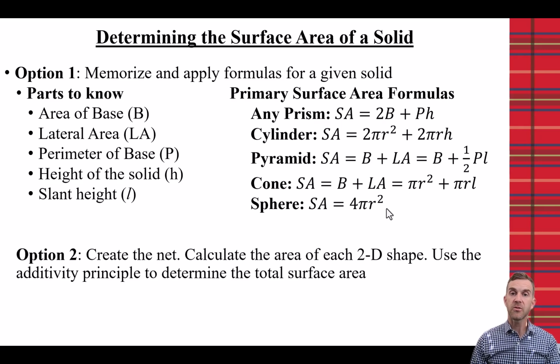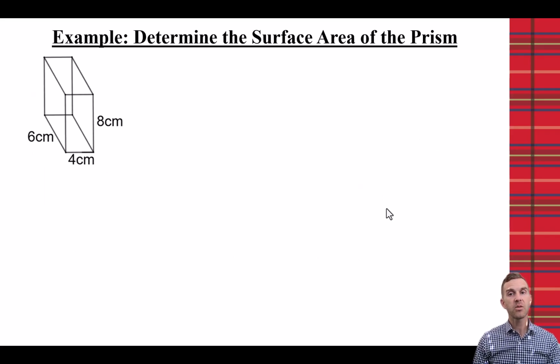The other method for finding surface area is that we can just create the net. Once we have the net, we can calculate the area of each of the two-dimensional shapes that make up that entire net. And then the additivity principle allows us to add all those areas together to get the total surface area. So let's try both of these methods on a couple different solids.